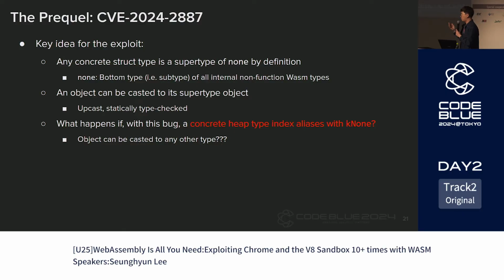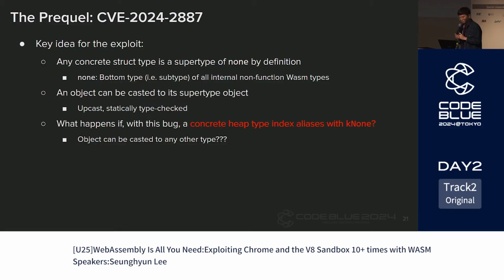So what happens if, with this bug, we're able to alias a concrete structure type with the type index of a generic heap type, in this case, a none type? Then the type may be misrepresented as not the concrete structure type that we want to represent, but instead a reference to a none type. And we might be able to upcast this to any other type.